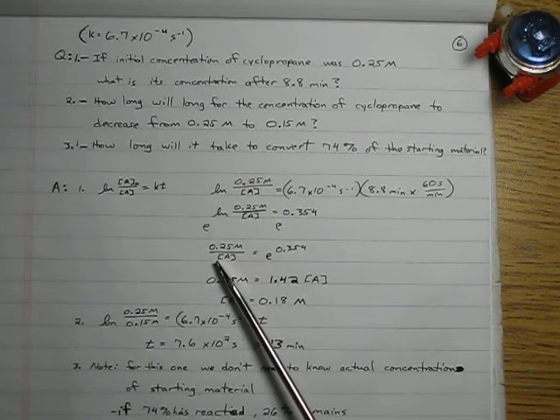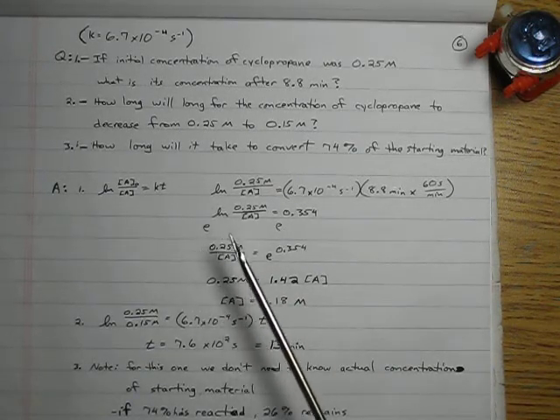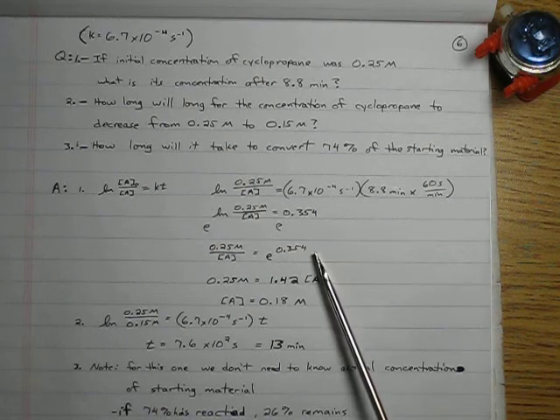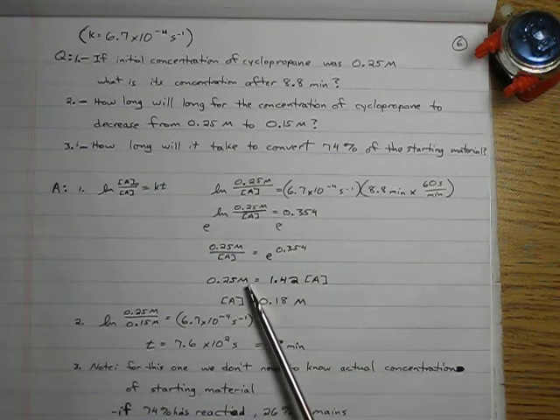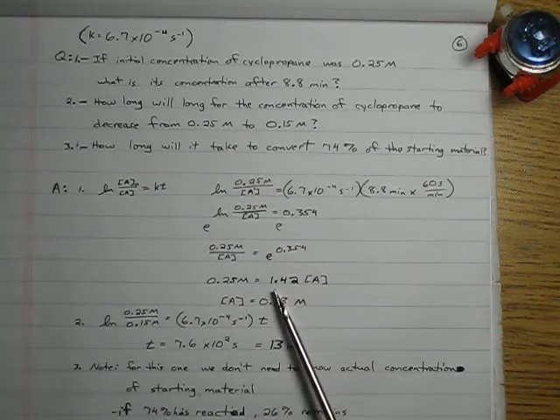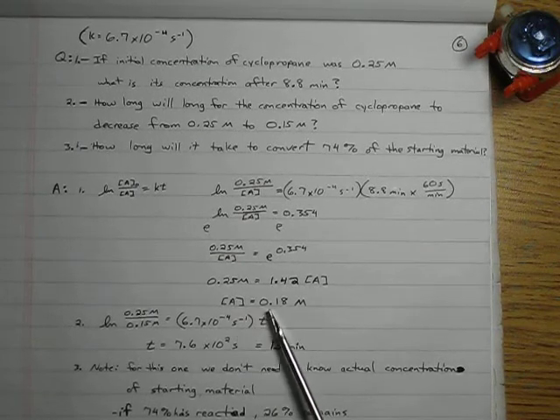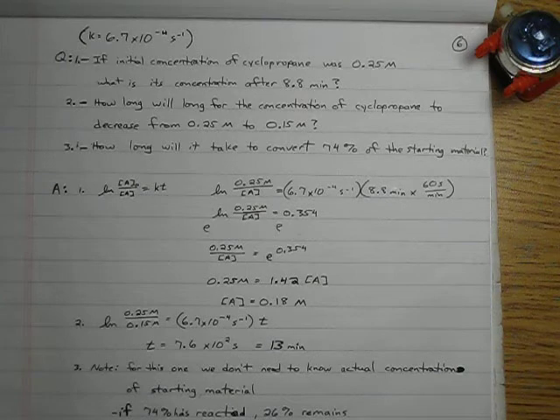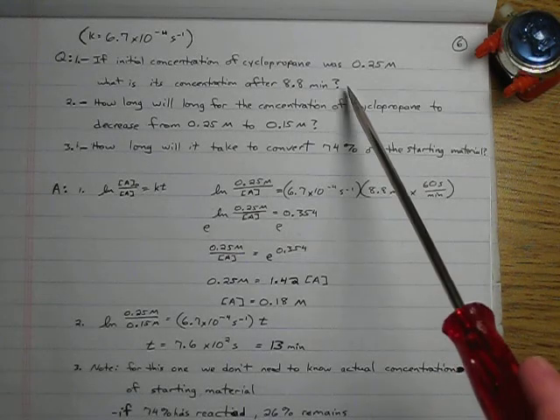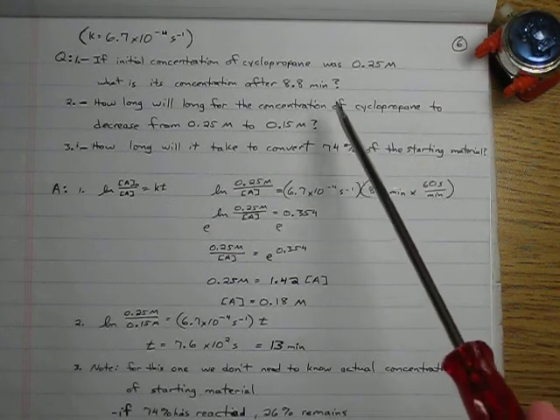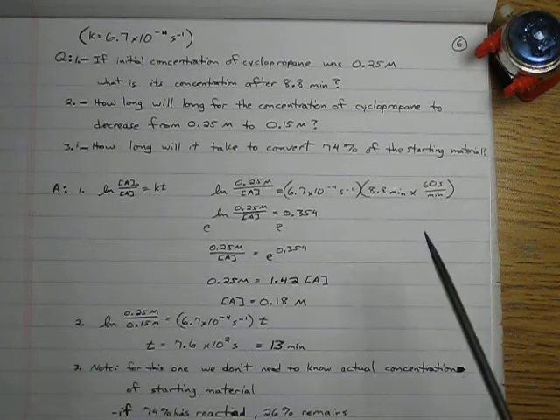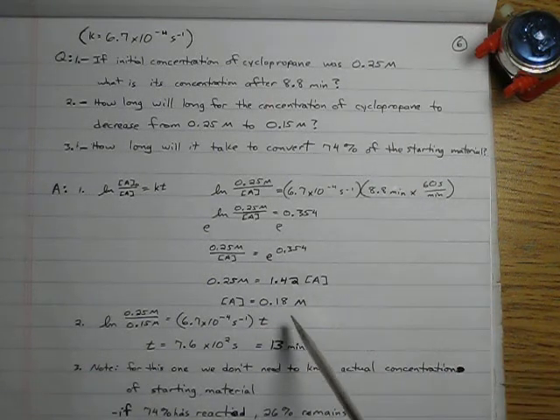So here we've got A in the denominator, so general math here, multiply both sides by the concentration of A. We get 0.25 molar equals our E to the 0.354, our 1.42, times concentration of A. Math tells us the concentration of A is 0.18 molar. So when this reaction is going, after 8.8 minutes, our concentration of cyclopropane, our starting material, has dropped from 0.25 molar to 0.18 molar.